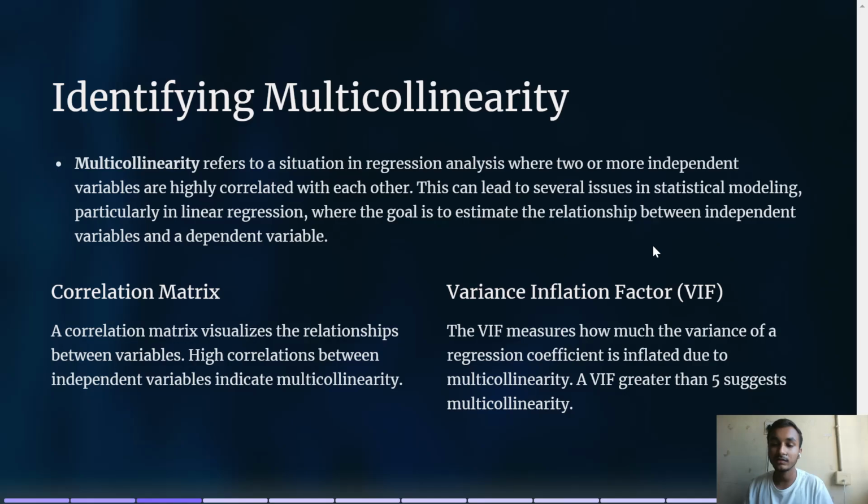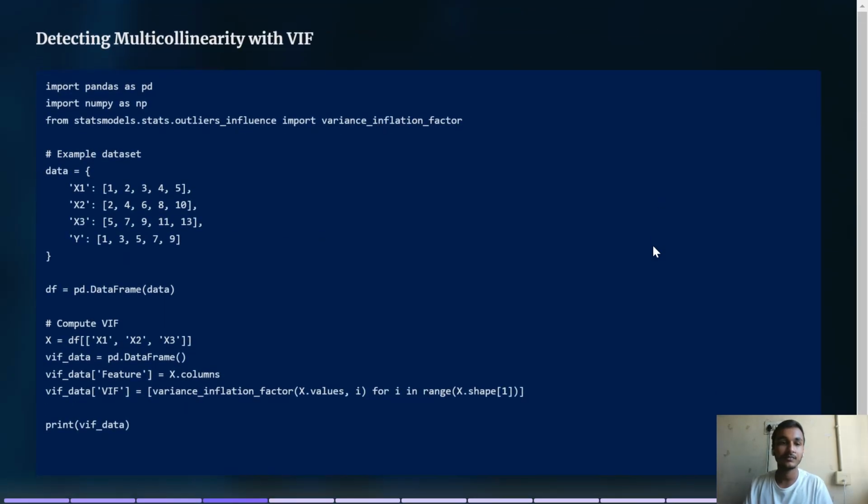Similarly, for variance inflation factor, the VIF measures how much the variance of a regression coefficient is inflated due to multicollinearity. If VIF is greater than 5, then this also means that multicollinearity is present.